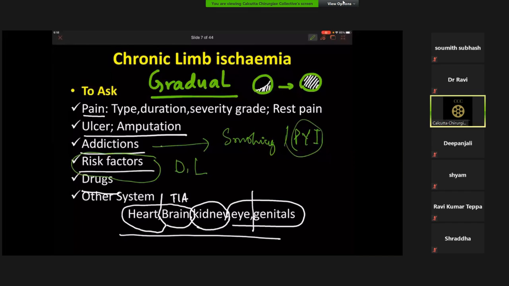Remember that when there is an artery block in the limb, simultaneously there are other areas of the body affected, like the heart, the brain, the kidney, the genitals. For example, if there is decreased blood supply in the heart, it will cause angina pectoris; kidney, hypertension; brain, TIA. But for the genitals, the examiners will love to ask you this question: what is Leriche's syndrome?